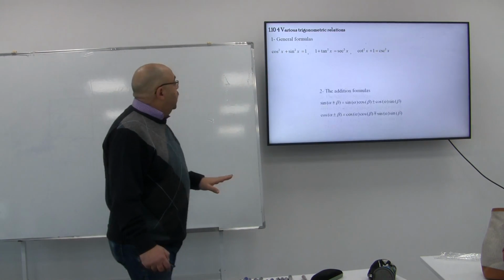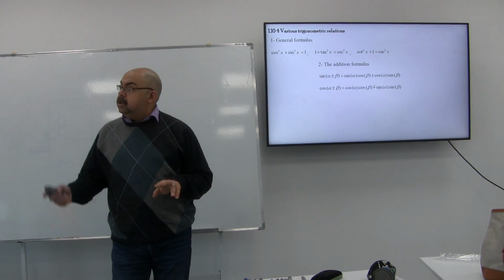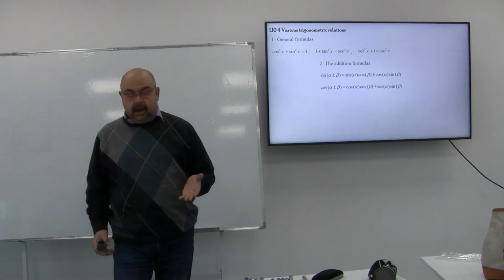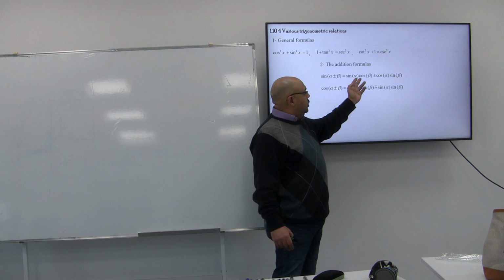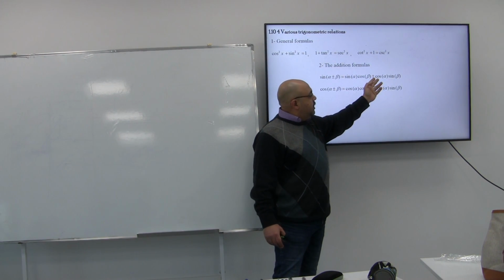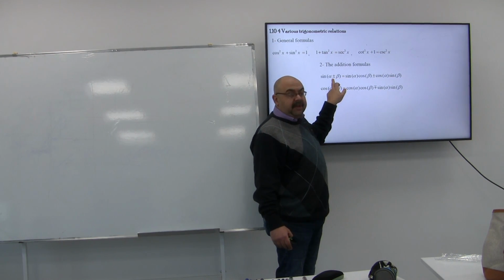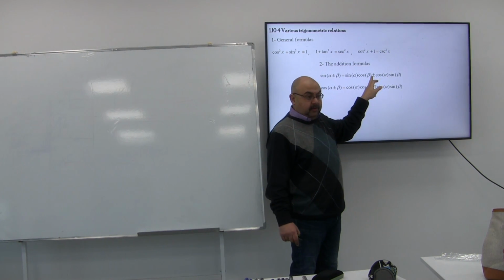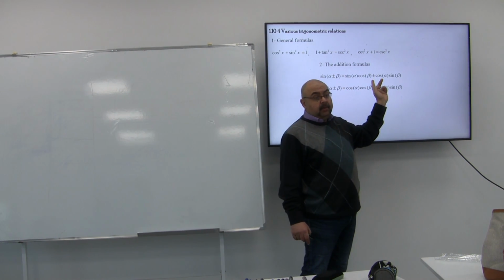There are also two important relations about the addition and subtraction of trigonometric functions. Like sine of alpha plus or minus beta equals sine alpha cosine beta plus or minus cosine alpha sine beta. This goes for the same sign. So if I have an addition, the sign in the middle will be positive. If you are talking about a subtraction between these two angles, the sign in the middle will be negative.